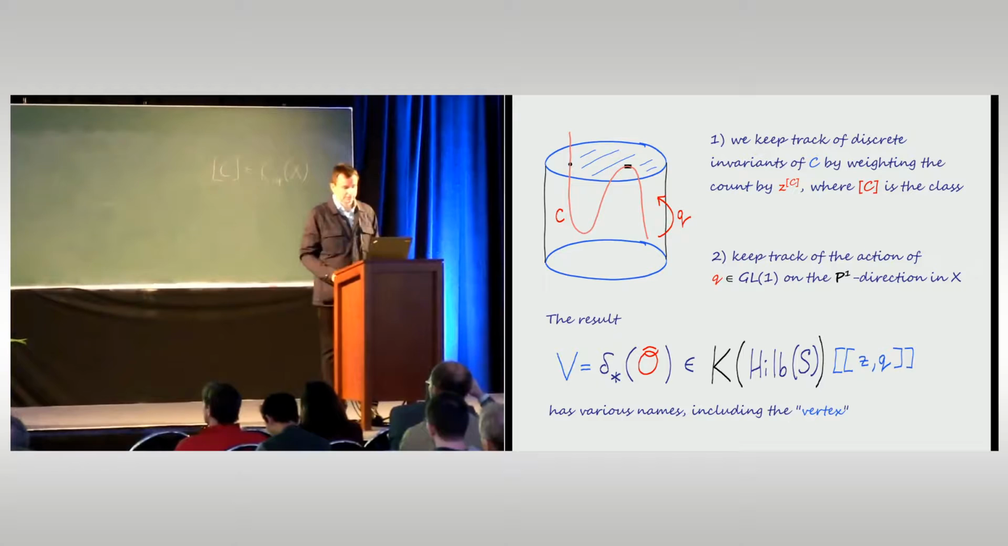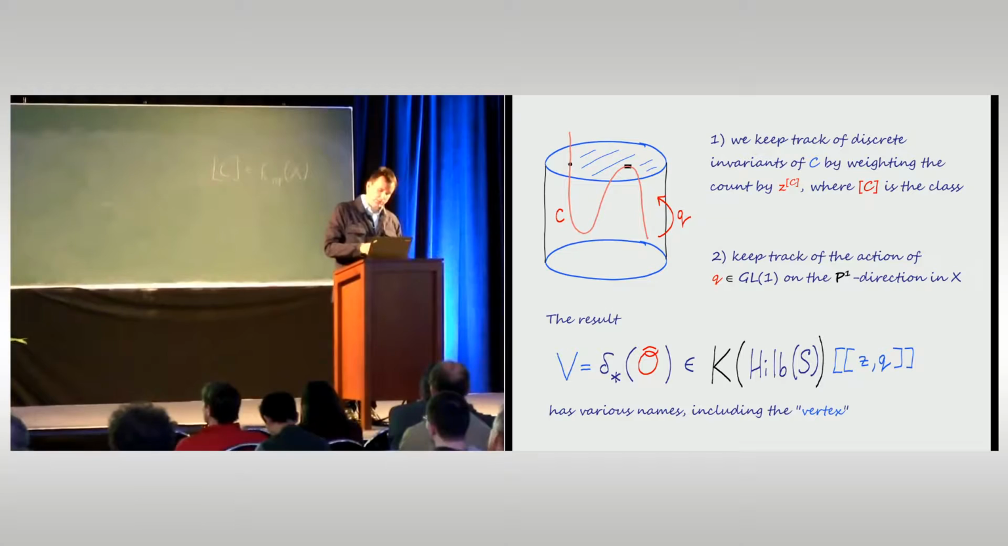And so as a result, I get this vector, which, where does it lie? It lies in K-theory of this Hilbert scheme of points. And then it's a series in variable z that keeps track of the degree and genus of my curve, and the variable q which keeps track of how the GL1 acts by stretching the vertical direction.